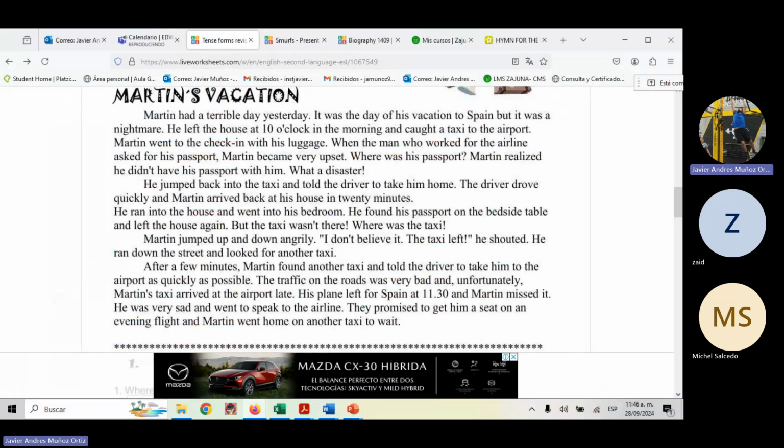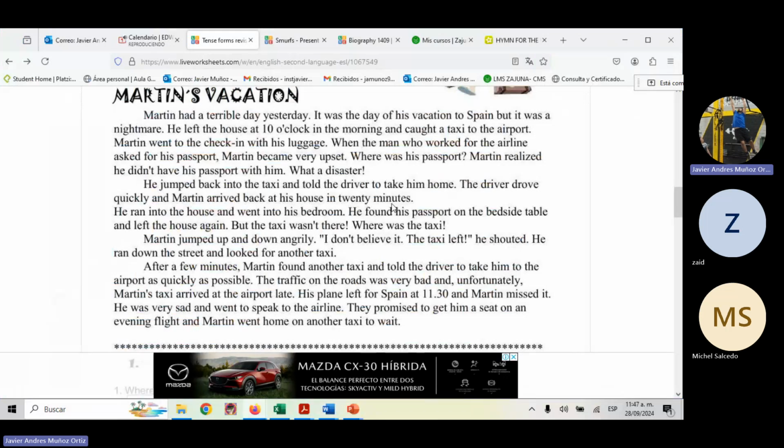That's why I asked you last time to take into account this text and first of all, identify the verbs in past. Doesn't matter if they are regular or irregular. For example, he jumped back into the taxi and told the driver to take him home. In this case, the main verbs in past are jumped and told. Tell, told, and jump, jumped, right?